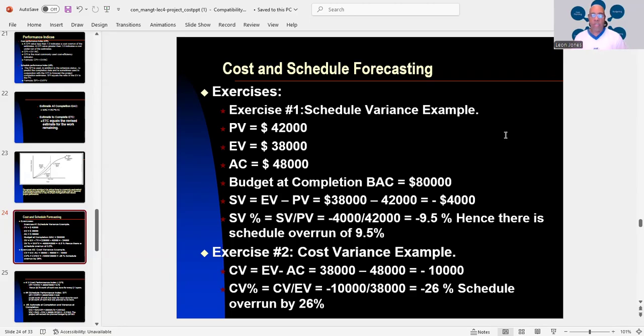So we have exercise 2. CV equals EV minus AC. For the EV, we take the same $38,000, and then we subtract $48,000, and then we have negative $10,000. So we have to find the percent of our cost variance, and we divide that by your earned value, and we get a negative 26%. So that is a larger overrun, 26%.